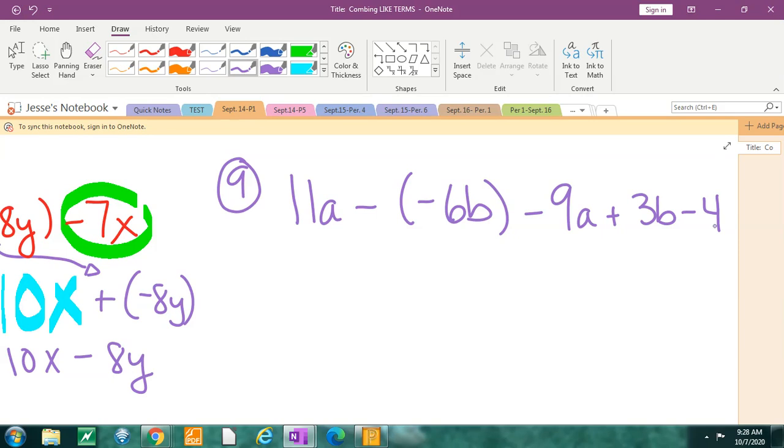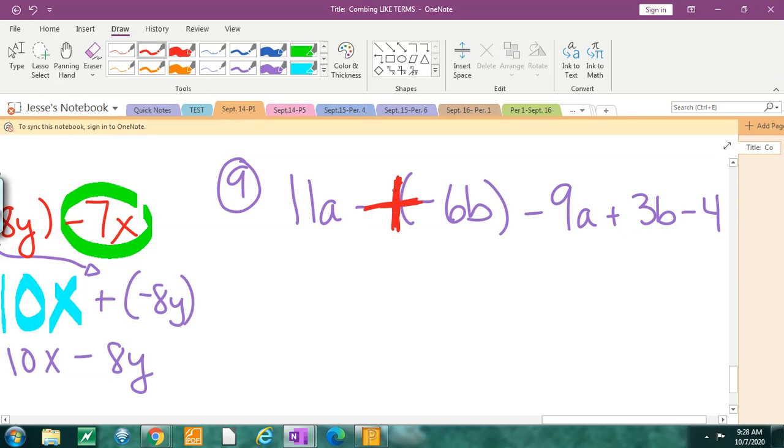All right, here we go. So now what are we looking for? We're looking for a negative, right? So where's your negative? 11a minus a minus right here, mister, right there. So I'm gonna put that a positive. Minus 9a, leave it alone. Plus 3b, leave it alone. Minus 4, leave it alone.